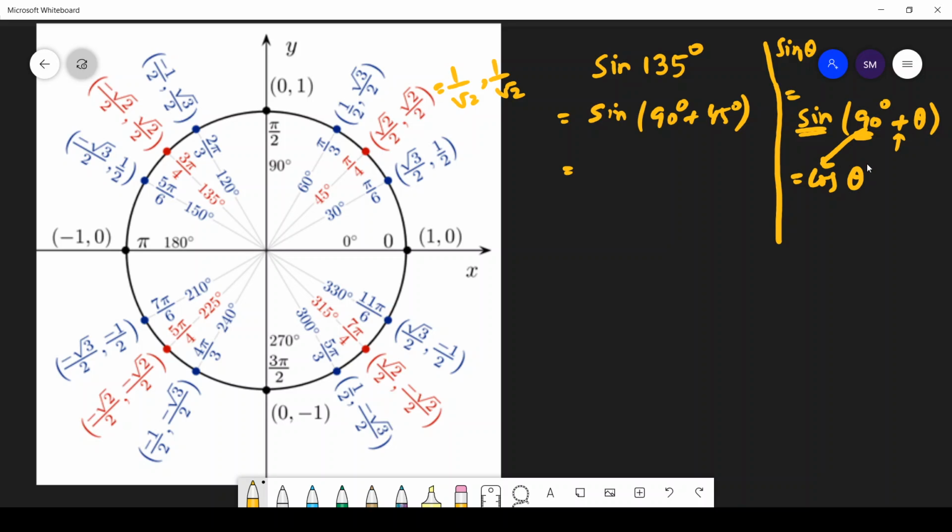So if it is 90, then write the complementary of sine. If it is 90 degree here, then you have to write its complementary, cos, and directly write theta. It doesn't matter whether here is plus sign or minus sign.